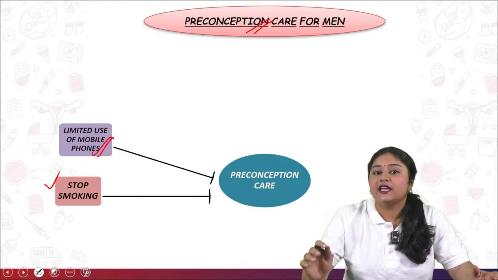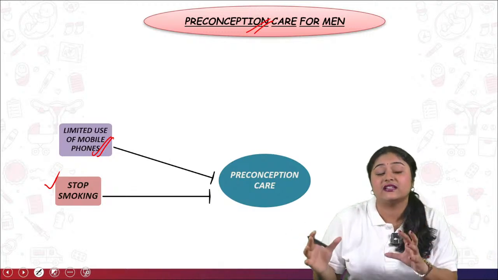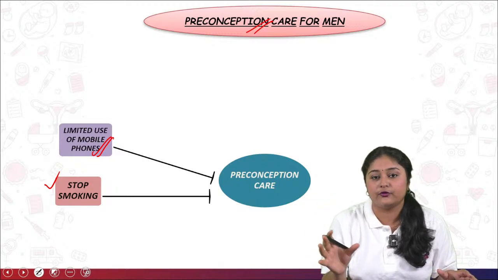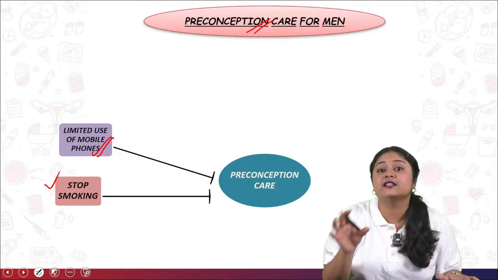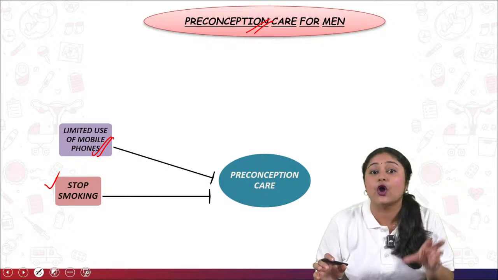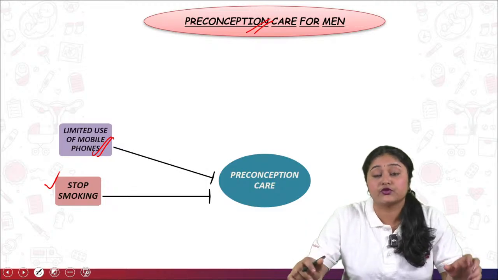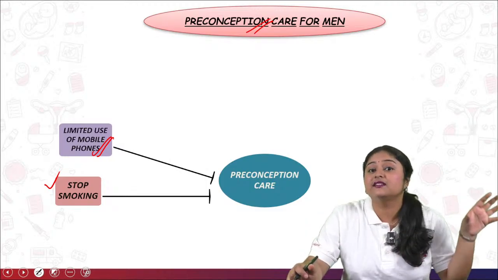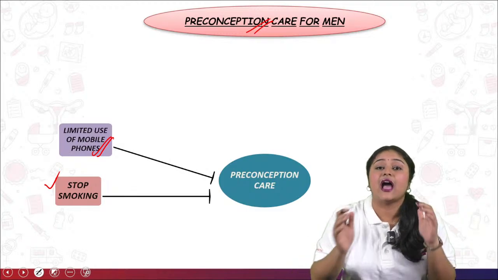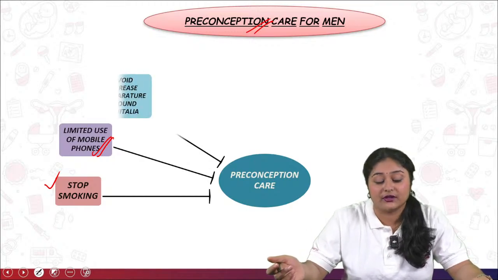Why? Because if you keep the mobile phone in a pocket near the genital area, the radiation from the mobile phone decreases the sperm count. Due to this decrease in sperm count, the man is not able to produce healthy sperm during sexual intercourse, which will impact the pregnancy journey and the baby also. That's why you have to limit the use of the mobile phone while you are planning for conceiving.